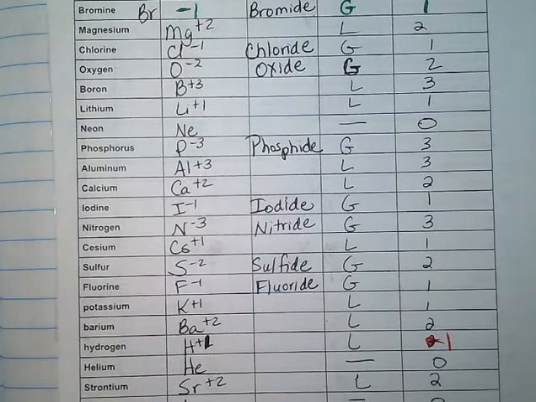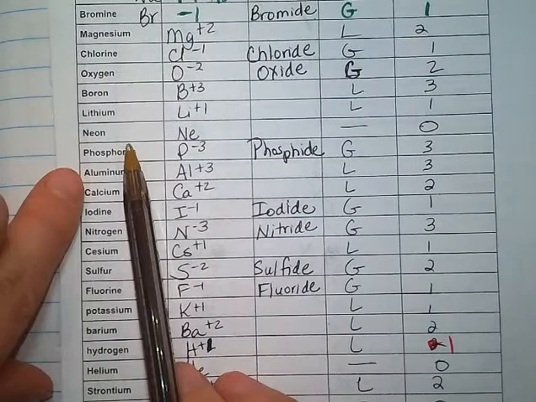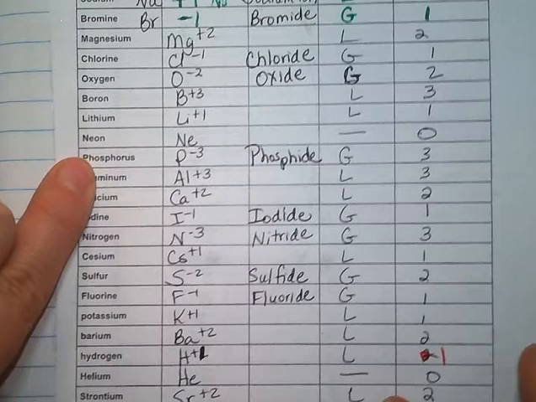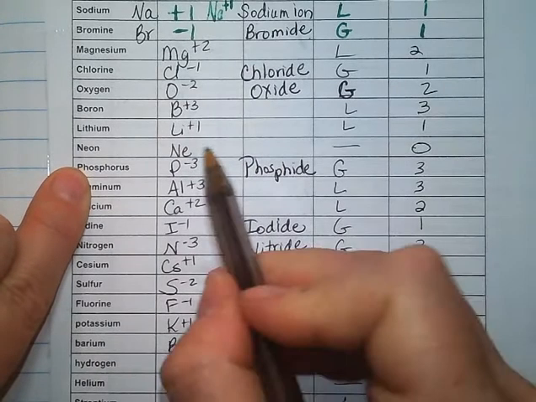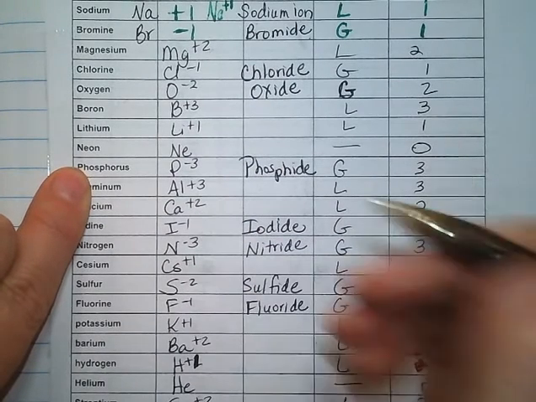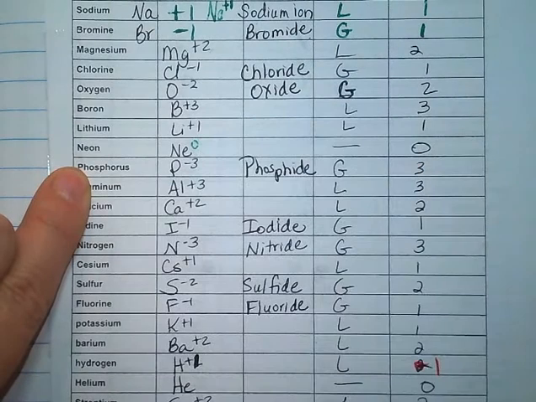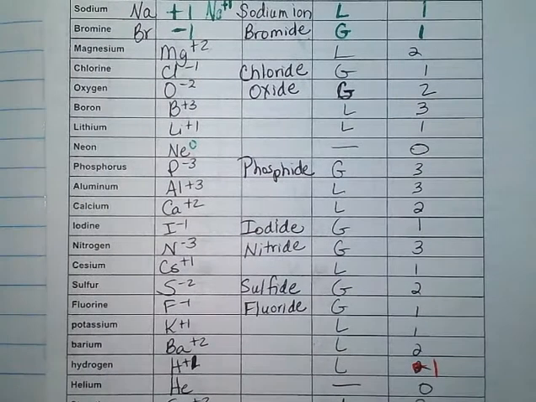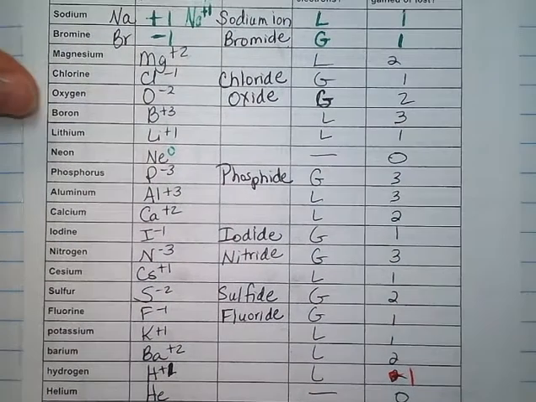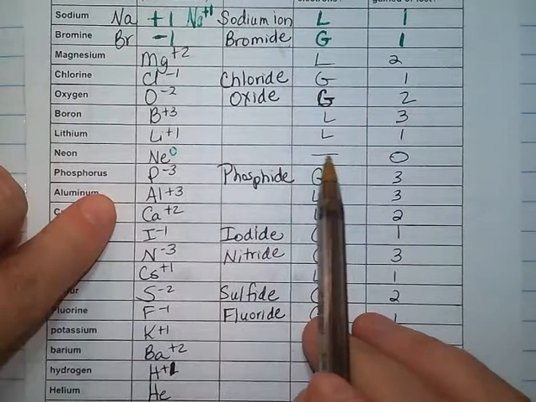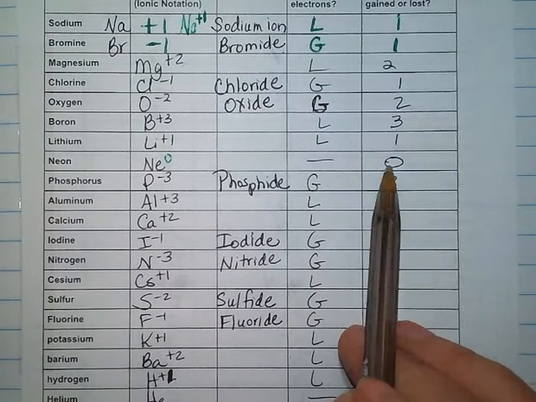One thing that you will notice is that, like neon here, neon is a noble gas. Neon will not have an oxidation number. It's an oxidation number 0. You could put a 0 there if you wanted to, but you don't have to in the ionic notation. You just leave it off.